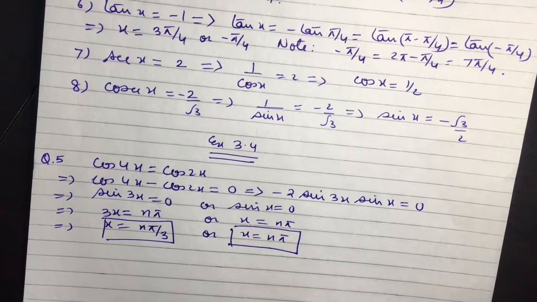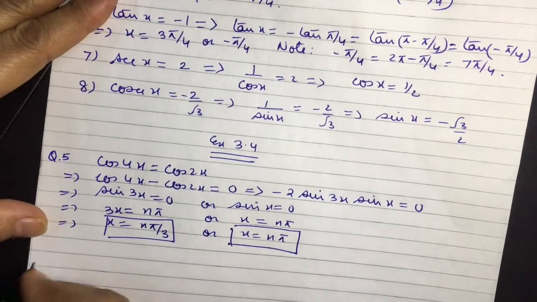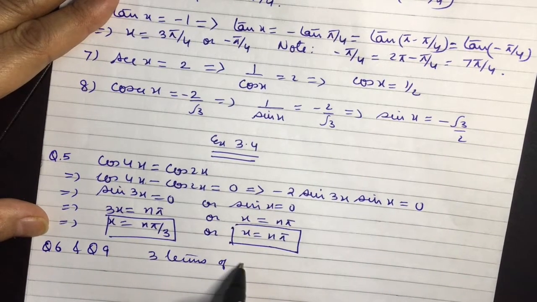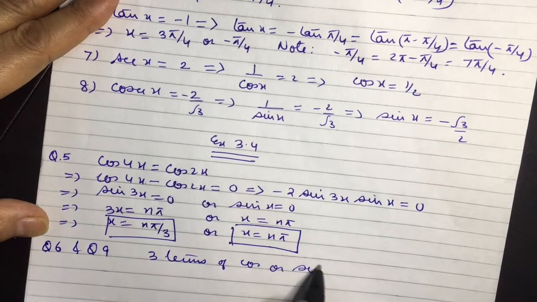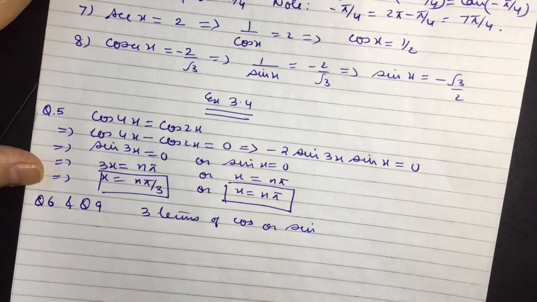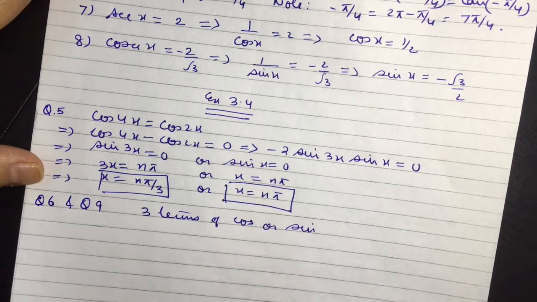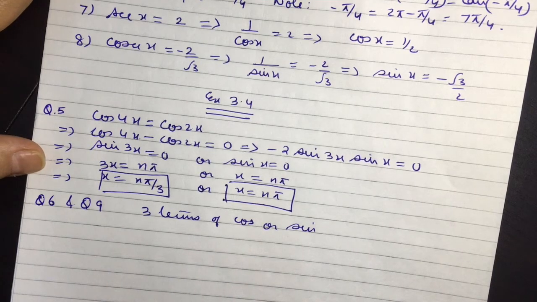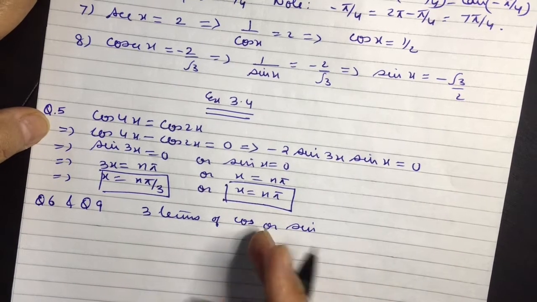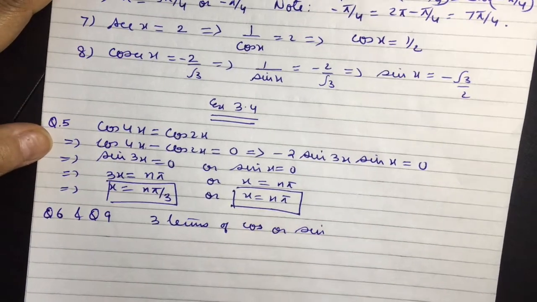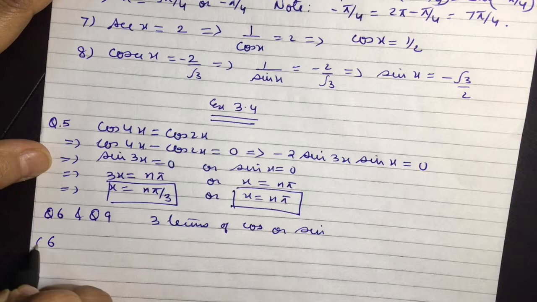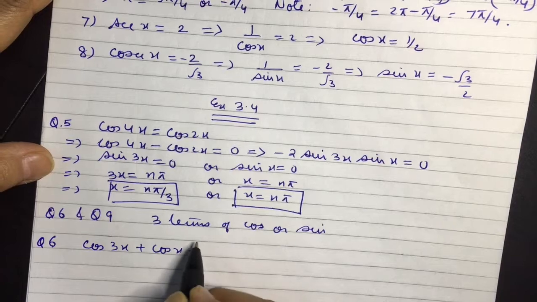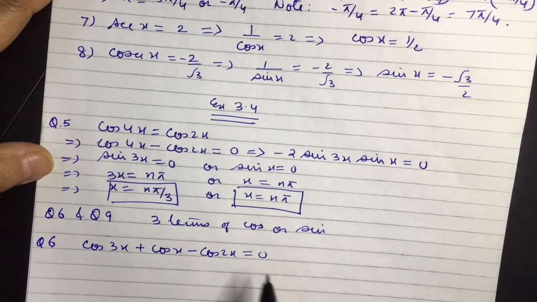Now, question number 6 and 9. In question number 6 and question number 9, there are 3 terms of cos or sine. So, we solve them the same way as we had done in the exercise 3.3, that we combine the extremes and then take common, we factorize them and then solve accordingly. So, I will just take up one of these questions. So, let me take up question number 6. Okay. So, 6th says cos 3x plus cos x minus cos 2x equal to 0.